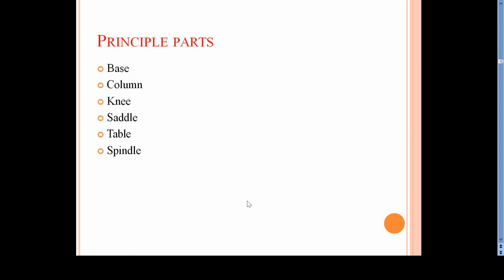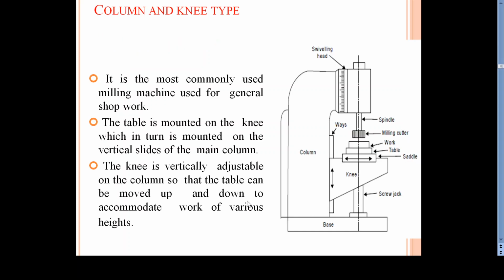Before that, we have to see what the principal parts of a basic machine are. The base is one of the important parts, which accommodates all other components. Then the column, which will carry the tool head. The knee, which will carry the table, and on the knee there is a saddle to move the table. And there is a spindle. On the spindle we connect the cutter by using the arbor. So these are the principal parts. We'll see the different components and their functions.